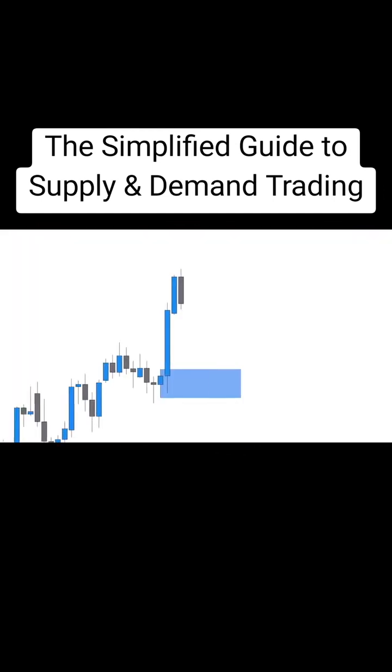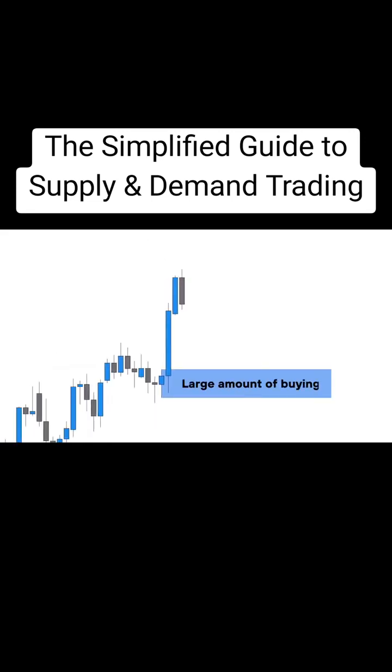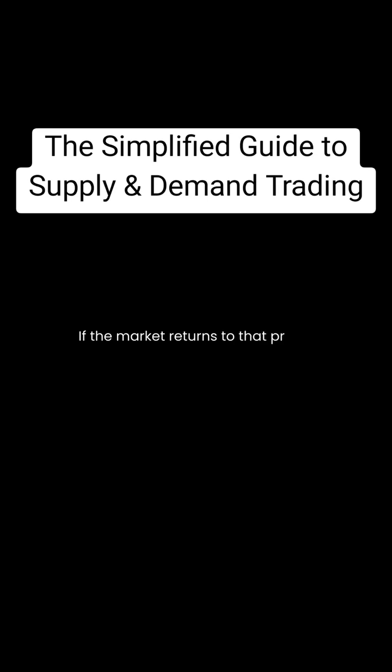Here's an example. By looking at this chart, we can clearly see there was a demand zone here, which was an area where a large amount of buying took place. We know that traders see this price as a discounted price to buy this asset. So we can then assume if the market returns to this price once again, traders will be happy to buy here again because it's a fair price to purchase contracts at.